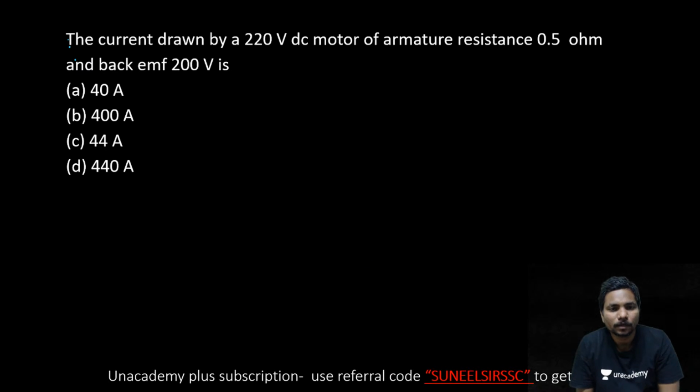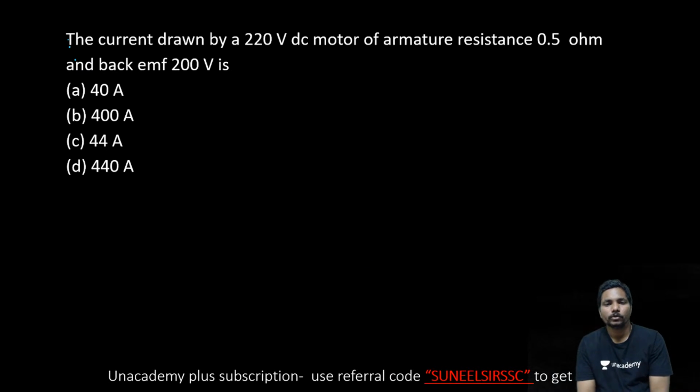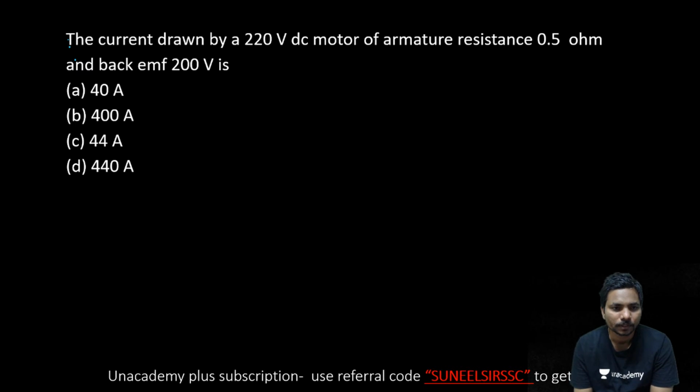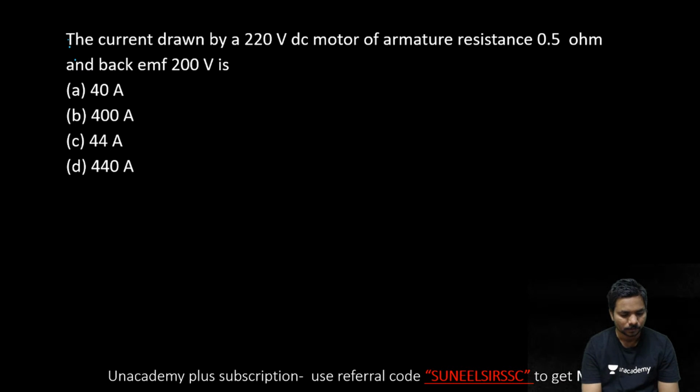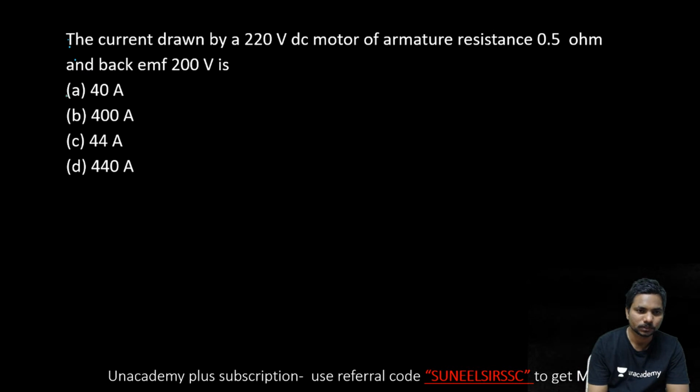The current drawn by a 220 volt DC motor of armature resistance 0.5 ohm and back EMF 200 volt is dash. What is the current drawn? Very easy question. 40 amperes. Very good.